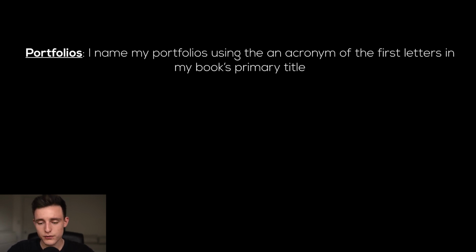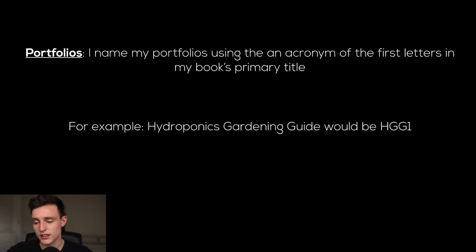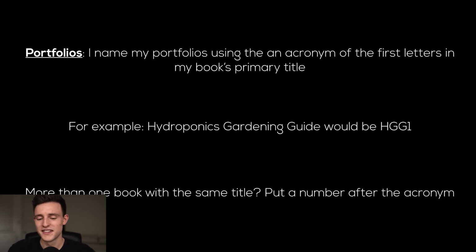So for my portfolios, I name my portfolios using an acronym of the first letters in my book's primary title. So for example, I'm going to use a hydroponics book. Hydroponics Gardening Guide would be HGG1. If I have a book that not so much has the same title, but has the same acronym, so if another book has HGG, to distinguish the two, I'll just put a number after it so I can distinguish which one is which.